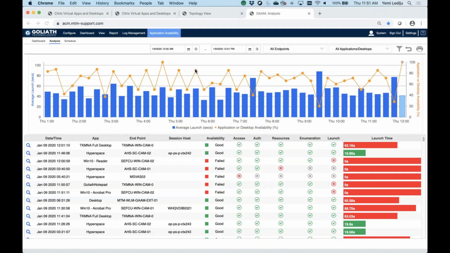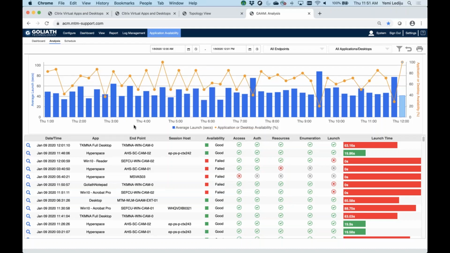So this gives you, as well as management, an understanding of availability, and that's what you get with this yellow trend line here, availability at any point in time for all of those launches that you're taking, all those synthetic logons or launches that you're taking in your environment. And then the blue bars here represent average launch time for all of those launches.